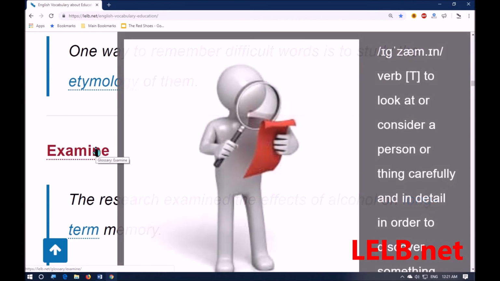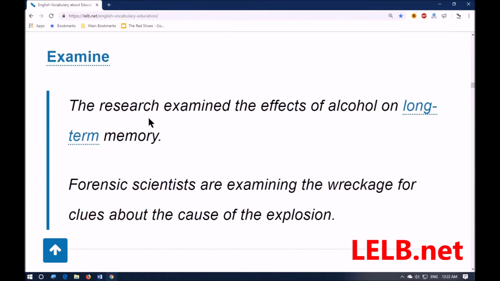Examine. It means to look. Do not pronounce it "examine," which is a typical mistake. To look at or consider a person or thing carefully and in detail in order to discover all the details about that. The research examined the effects of alcohol on long-term memory. Forensic scientists are examining the wreckage or damage for clues about the cause of the explosion.